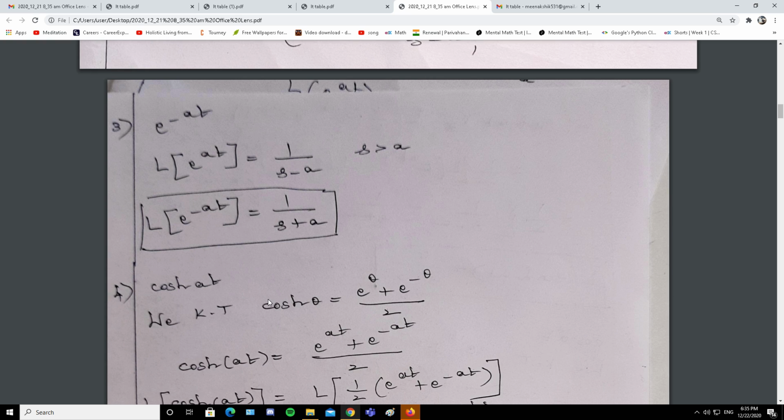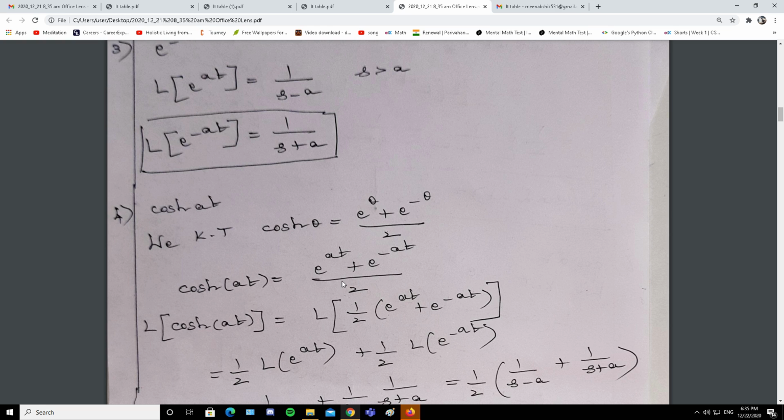Now the fourth one, cos h at. What is cos h theta? It is e power theta plus e power minus theta by 2. So in place of theta, you have at. So cos h of at is half of e power at plus e power minus at.